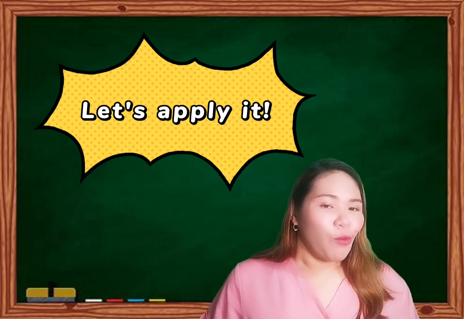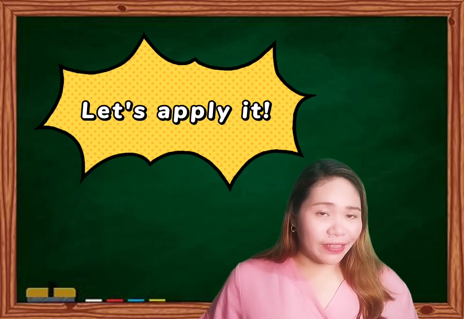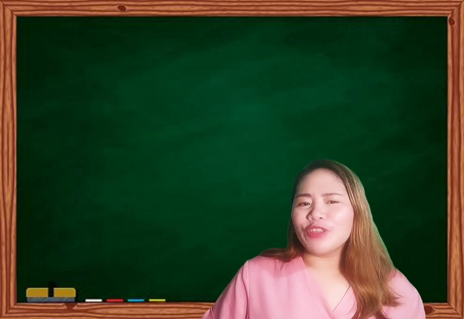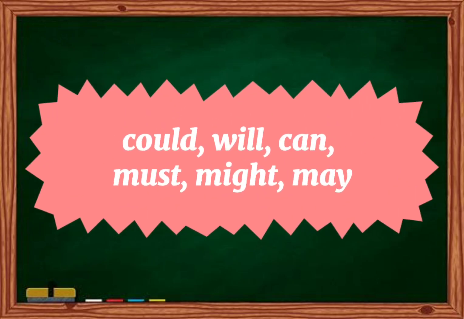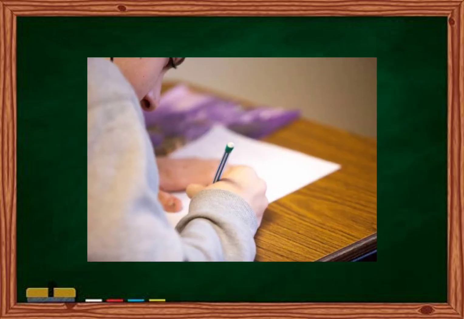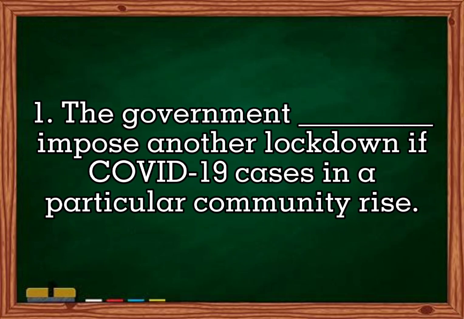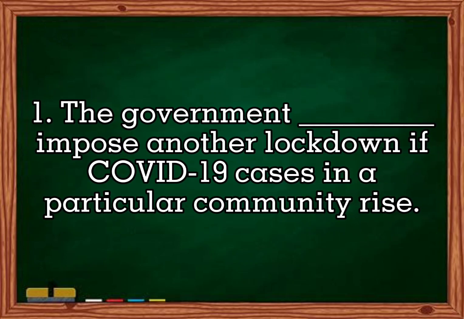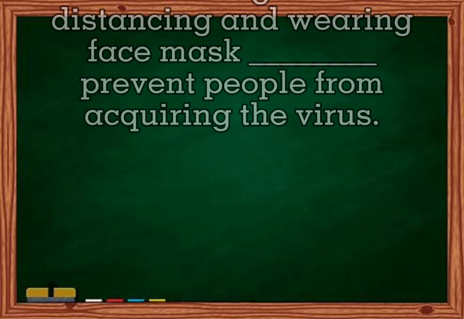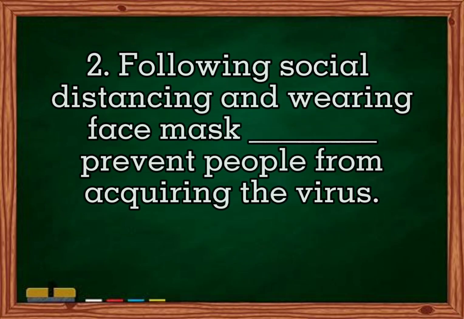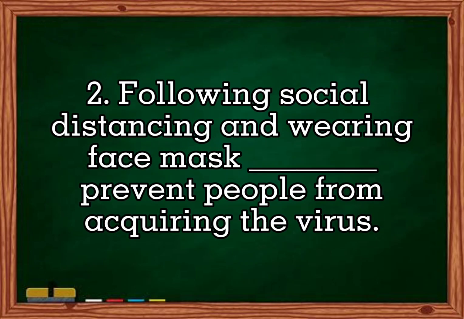Students, let us now apply what you have learned so far in modals and its use. Let's have a short activity. For this activity, you will use could, will, can, must, might, will, or may to complete each sentence. Write your answers on your paper. Number 1. The government blank imposed another lockdown if COVID-19 cases in a particular community rise. Number 2. Following social distancing and wearing face masks blank prevent people from acquiring the virus.